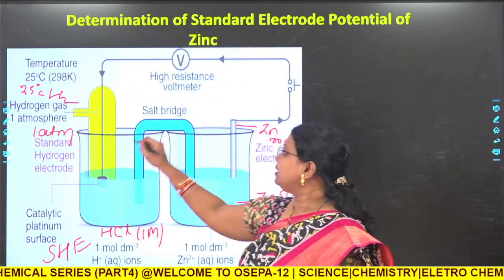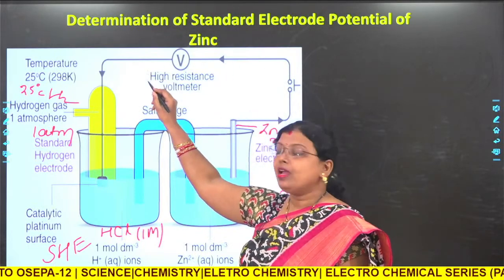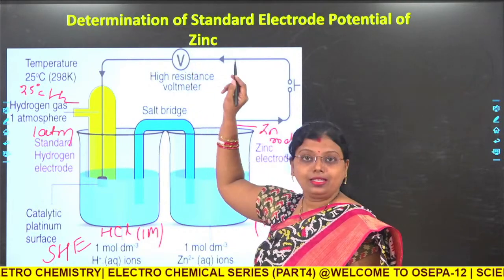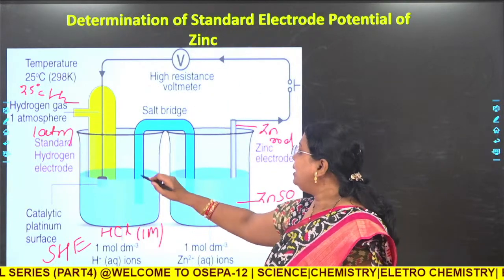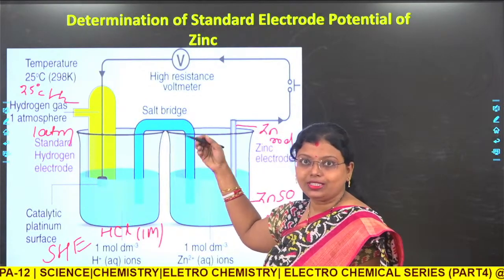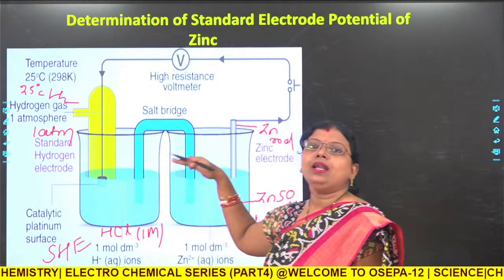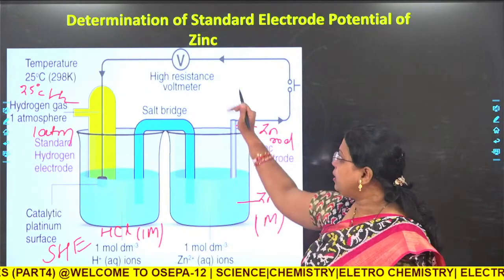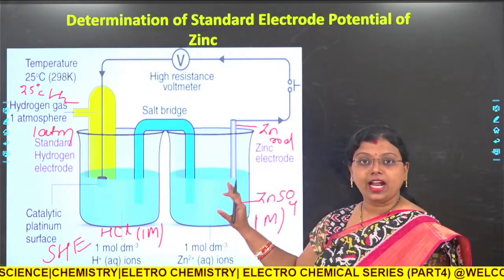Then externally the SHE and the zinc half are connected by means of a wire, and here is the voltmeter through which the EMF of the cell can be measured. Then internally they are connected by means of a salt bridge. Already we have discussed in our second class what the salt bridge is. So now it is the combination of SHE and the electrode whose electrode potential is to be determined, here zinc. The conditions are maintained under standard conditions.